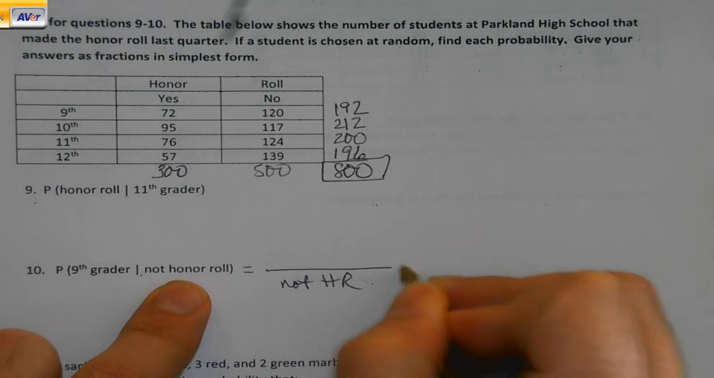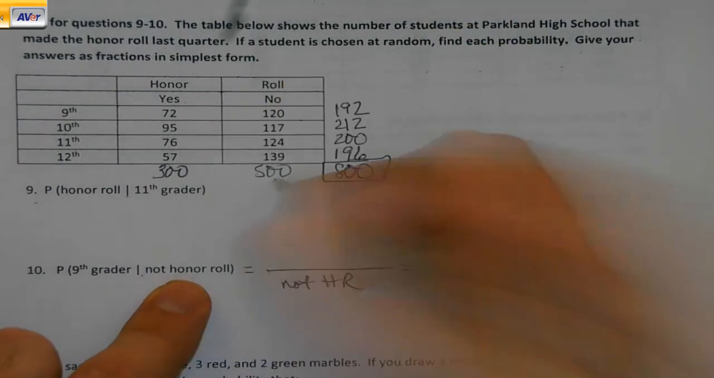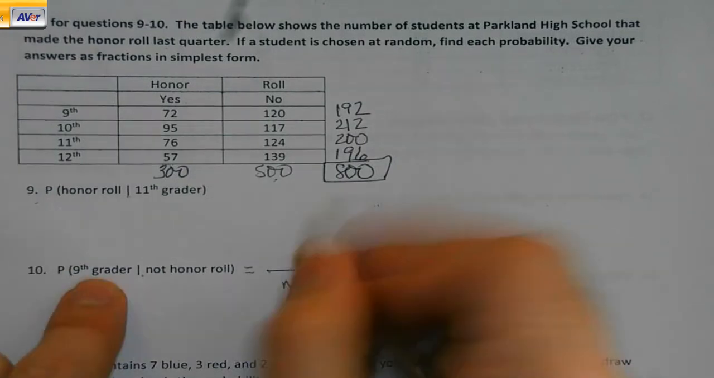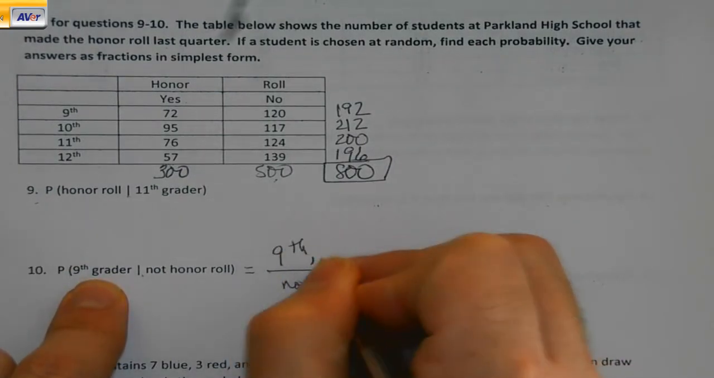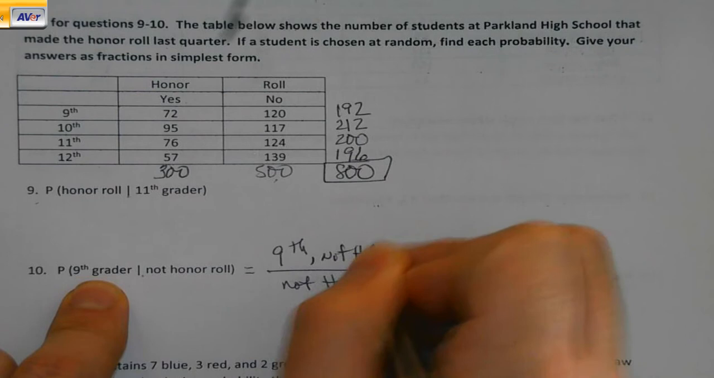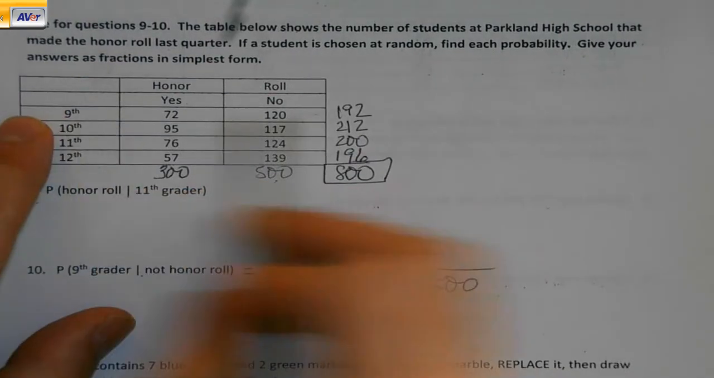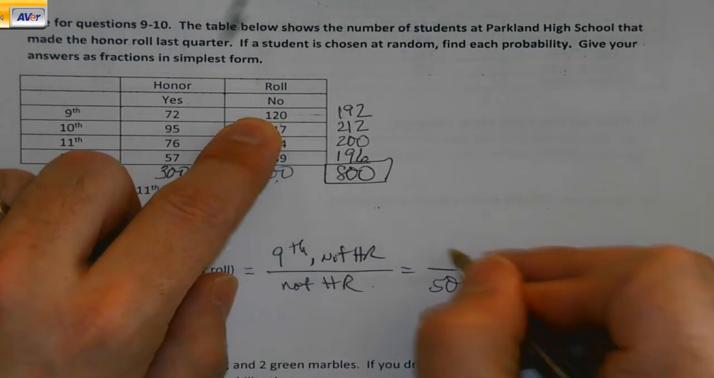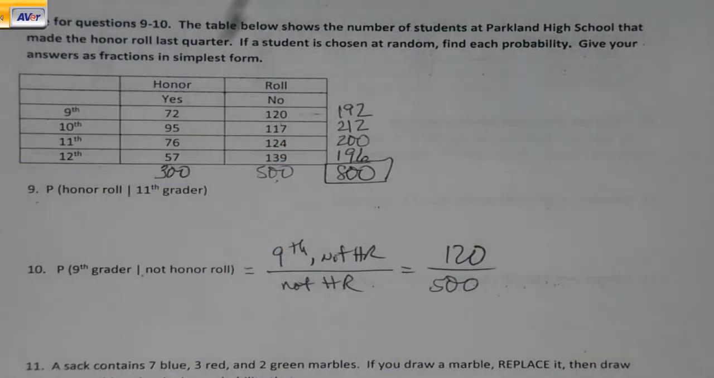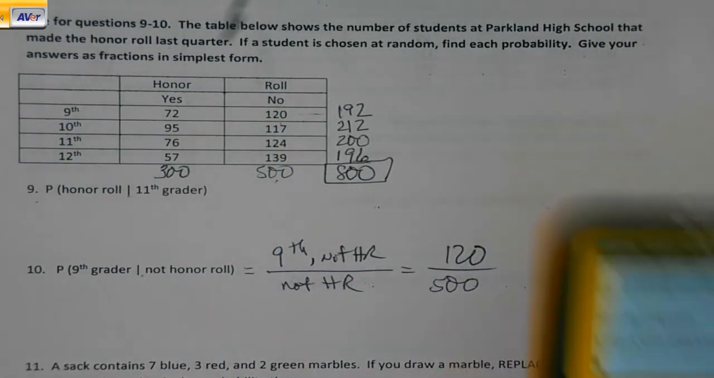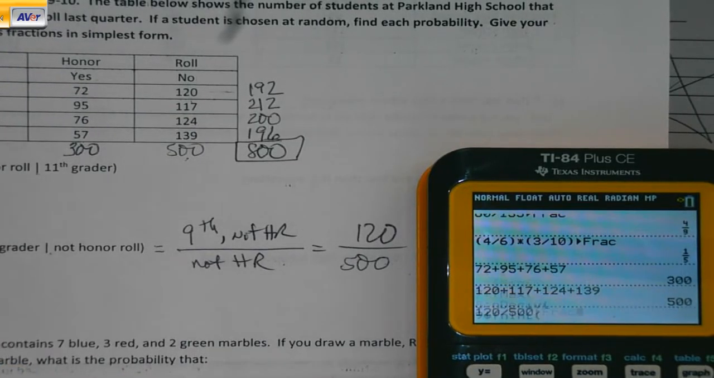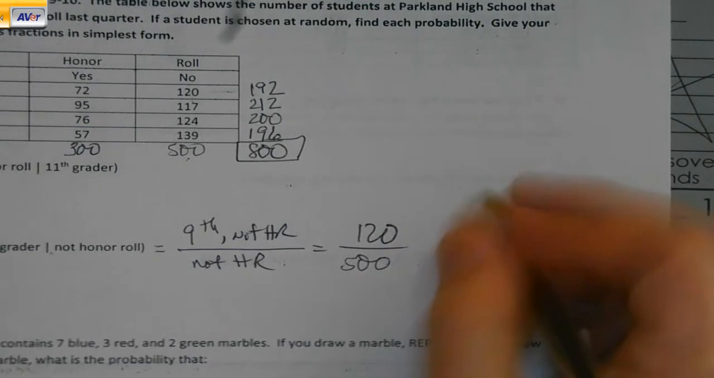Not honor roll. 500. 9th grader. Not on the honor roll. Okay, here's my 9th graders. Here is not on the honor roll. So there's 120. And reduce my fraction.